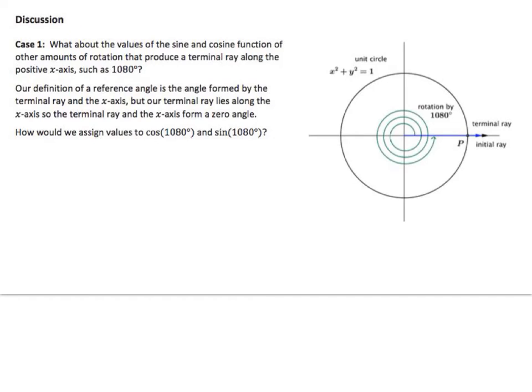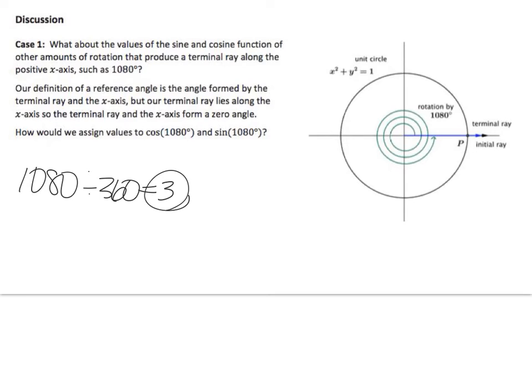Okay, let's see if we can get together what we've talked about into a nice, easy method to solve each of these. Let's talk about case 1. What about the values of the sine and cosine function of other amounts of rotation that produce a terminal ray along the positive x-axis, such as 1080? If I look at 1080, I divide by 360, and I get exactly 3 rotations. 1, 2, 3. I'm back at terminal, which is 0.